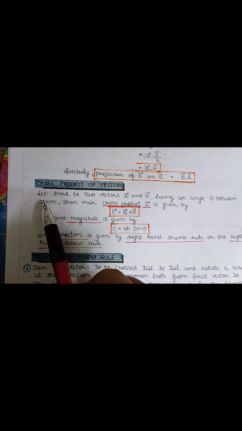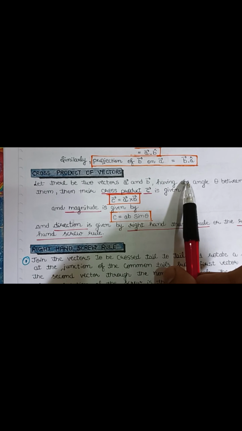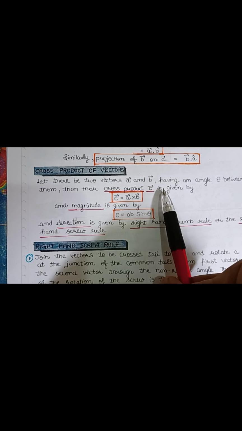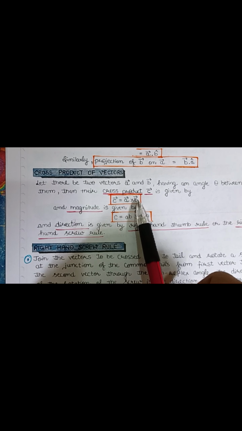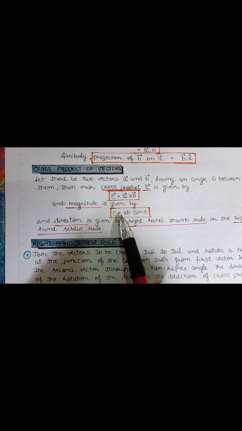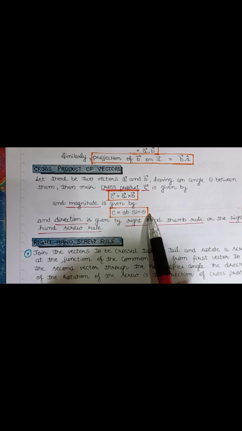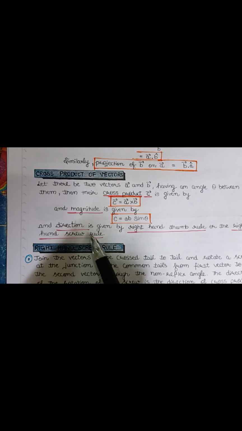Cross product of vectors. Let there be two vectors, A vector and B vector, having an angle theta between them. Then their cross product, C vector or the resultant vector, is given by C vector equals A vector cross B vector, and the magnitude is given by C vector is equal to AB sin theta, and the direction is given by the right hand thumb rule or the right hand screw rule.